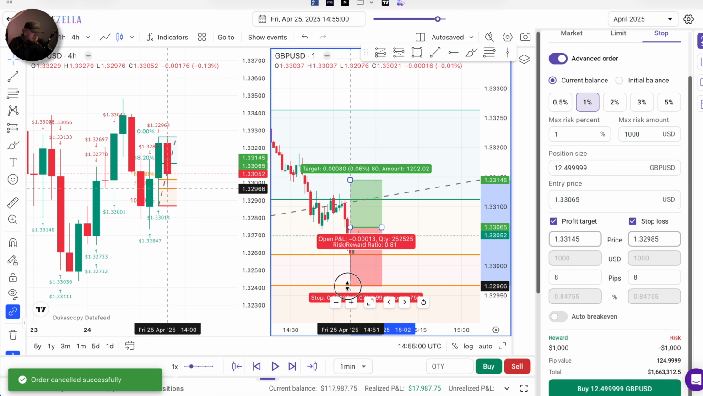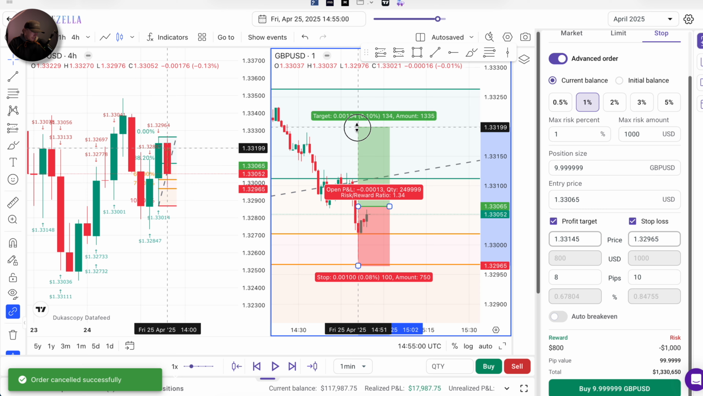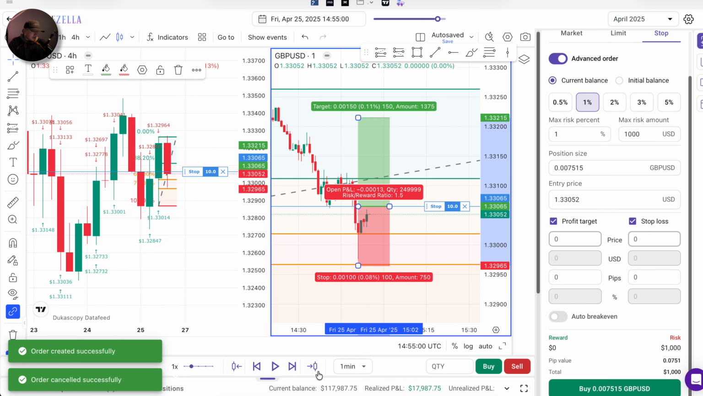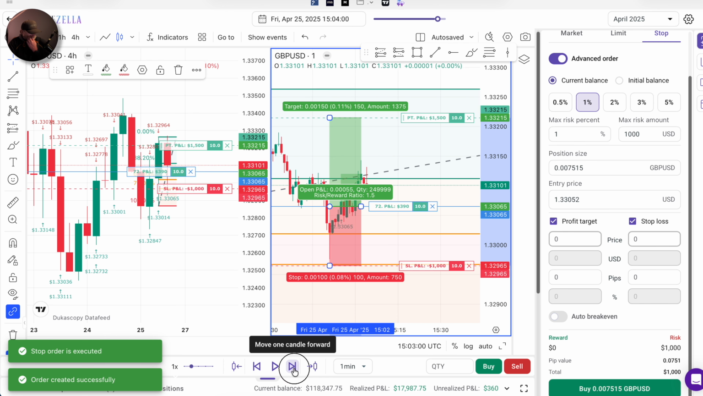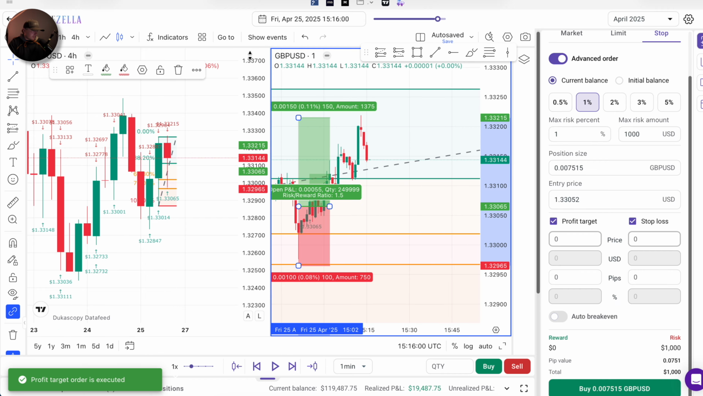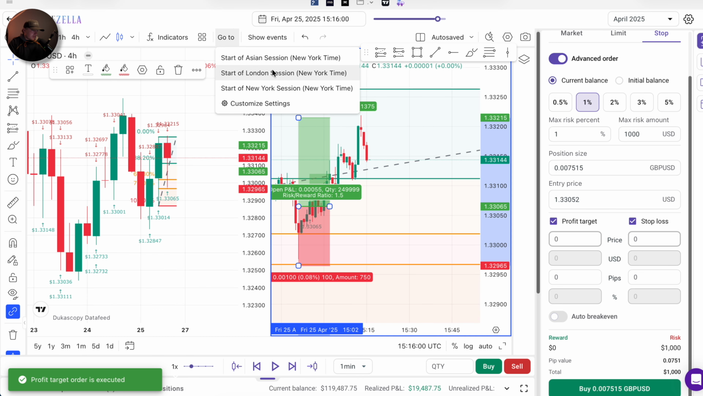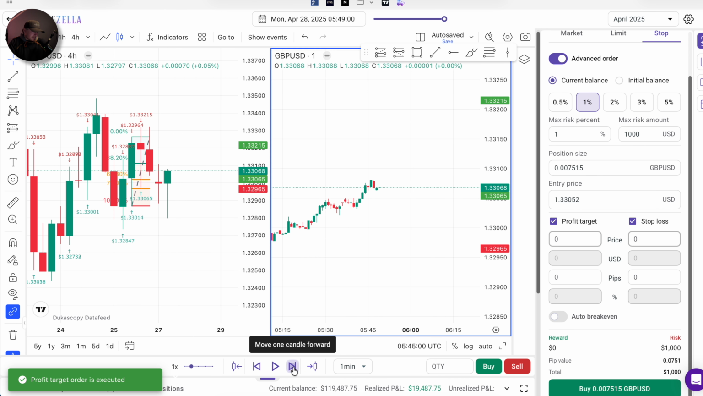Break above there. This one's our max stop loss of 10. And we are in the second zone, so we're going for 1.5. Buy. Triggered in. Price continues up, and then there's the 1.5. Okay, so now we go to Asian session, and this is the last day. So let's skip through.